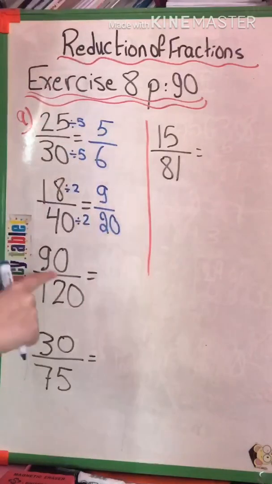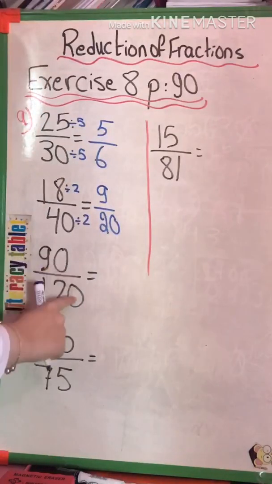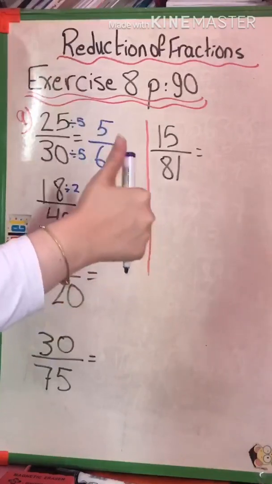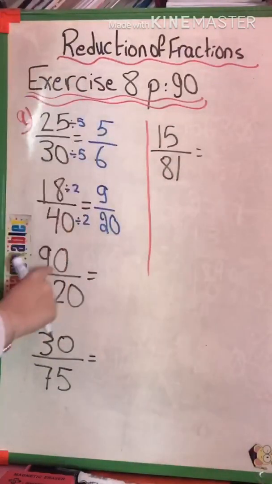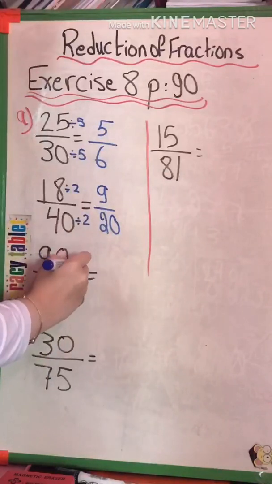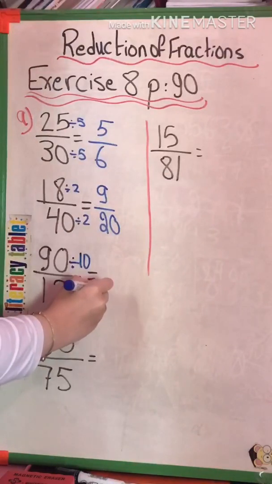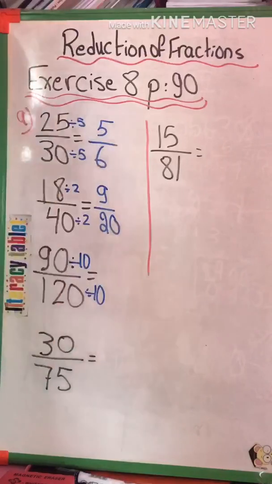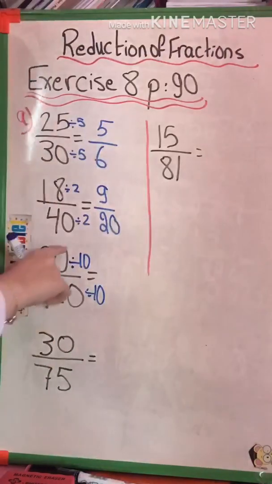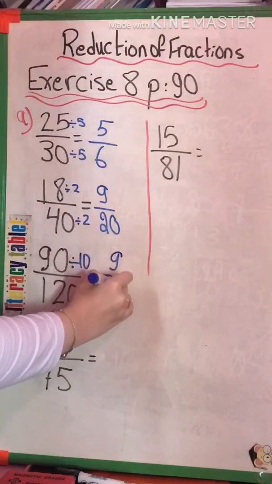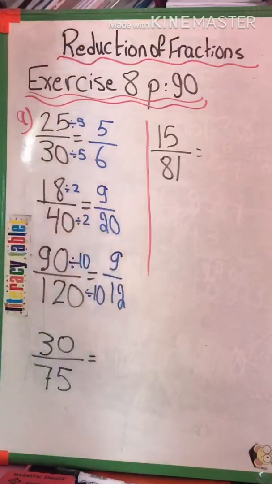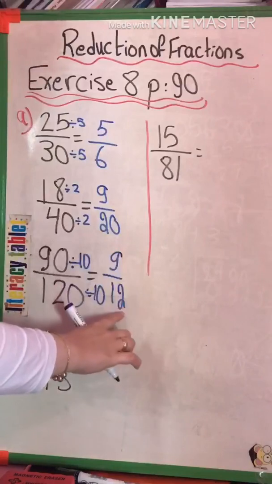Let's continue. Please take a note. If you see a 0, it's divisible by 10, or by 5, or by 2. But it's easier to remove the 0, so directly divide by 10. If the numerator and the denominator contain a 0, we cross out the 0 to get 9 over 12. Let's check again. This is divisible by 2.